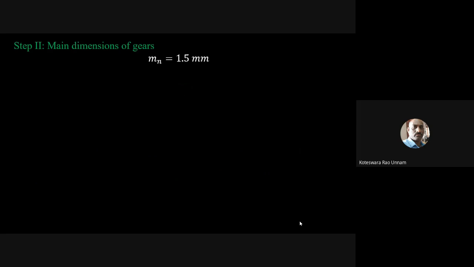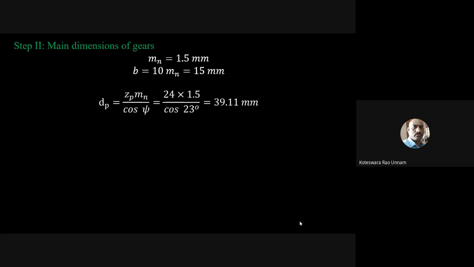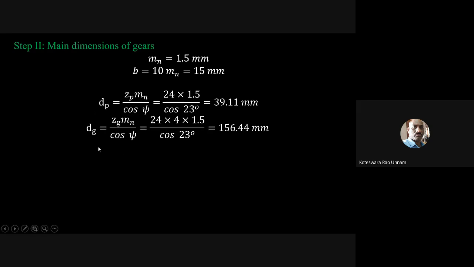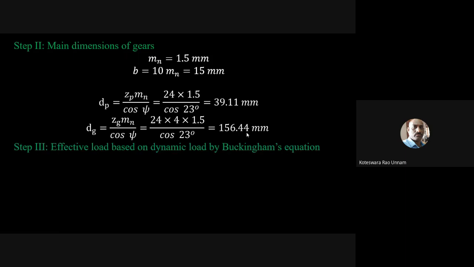Okay, so once you fix the normal module as 1.5 mm, then face width is nothing but 10 times the normal module, which comes out as 15 mm. Then the pitch circle diameter of your virtual spur gear, dp dash here, which is ZPMN by cos psi, comes out as 39.11 mm. Similarly, the virtual diameter of the gear comes out as 24 into 4 into 1.5 by cos 23 degrees, which is 156.44 mm. So that is the second part of the question.